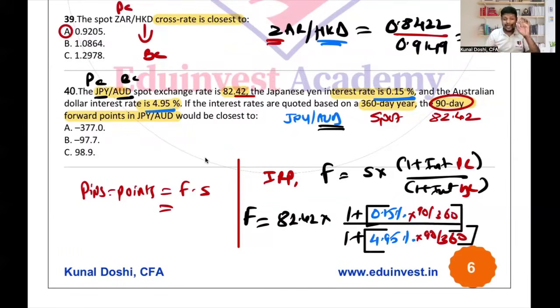First, you need to put the interest rate in your calculator: 0.15, press percentage, then press 90 divided by 360, and then press 1. Are you getting 1.004? I'll repeat. First, you press percentage into 90 by 360 equal to, then press 1. You should get 1.004. Store 1.